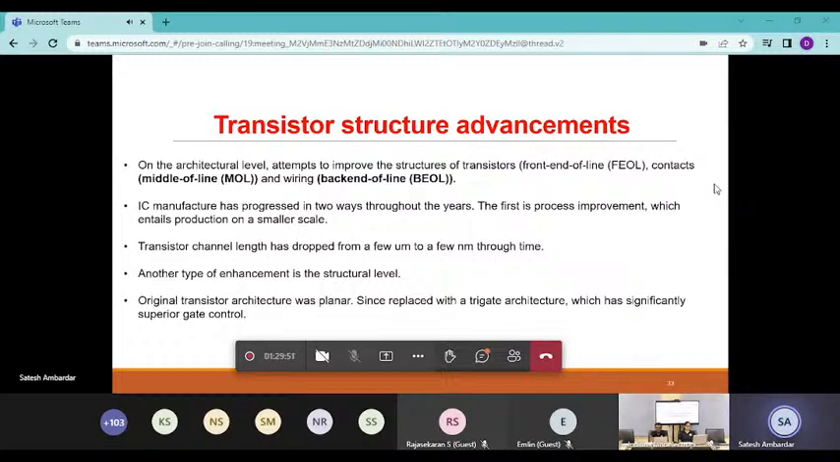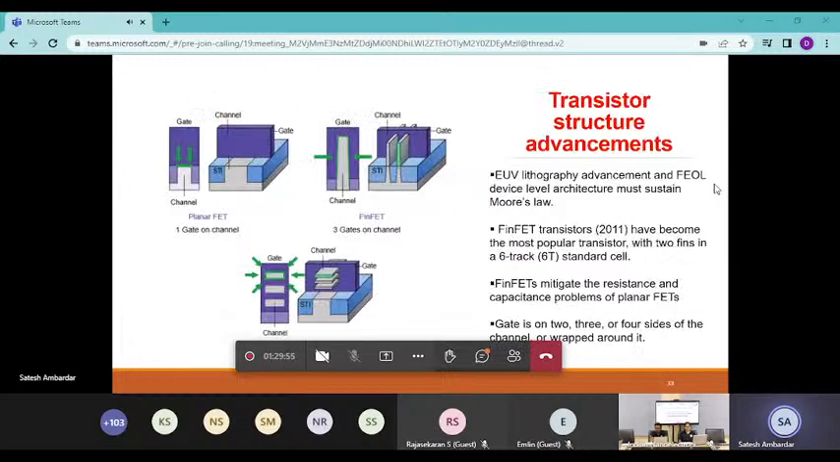On the transistor structure advancements, I will just show that the planar FET is used up to 28 nanometer CMOS technology, and then this has been replaced with the FinFET. So this is the fin, and these are the fins, and this structure is called the FinFET.